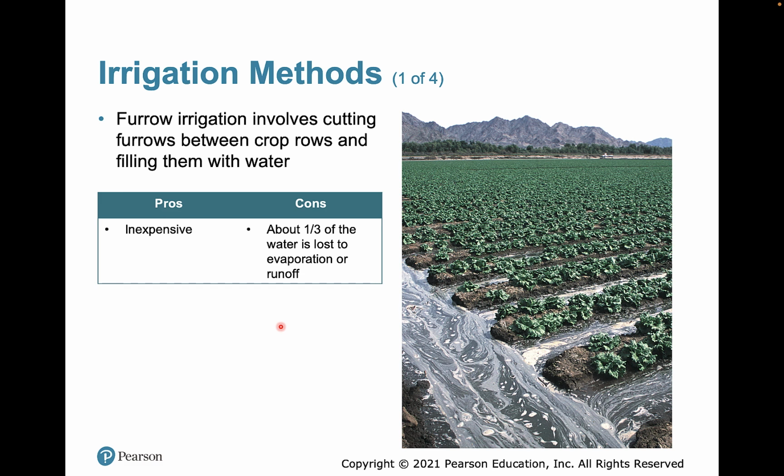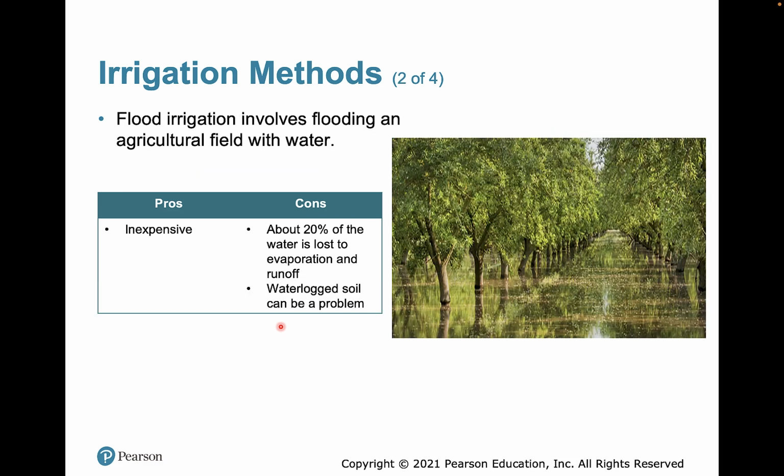So furrow irrigation, that's what you see in the picture, literally cuts furrows between the crops and you fill them with water, right? You just flood the field with water. It's cheap. It doesn't cost a lot to dig these furrows, but the downside is a lot of that water gets lost to evaporation or runoff. So it's a waste of water. It doesn't get where it needs to be. So we're going to do pros and cons for each of these irrigation methods.